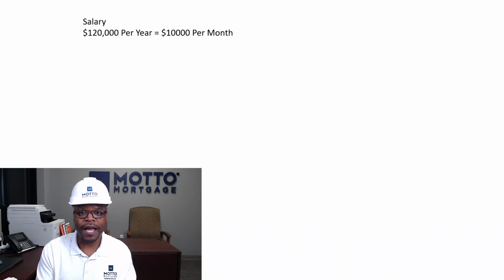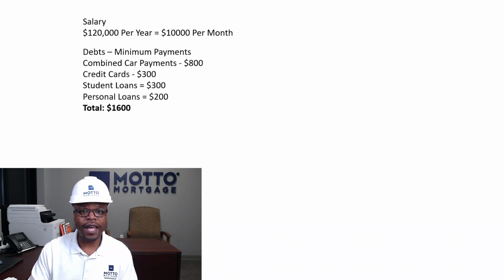Now you have your salary. You're at $120,000 a year. You're at $10,000 a month. And so that is the salary number we're going to deal with. Next, you want to look at your debts. So in a case like this, we have debts of $1,600. And I want to tell you how we got there.